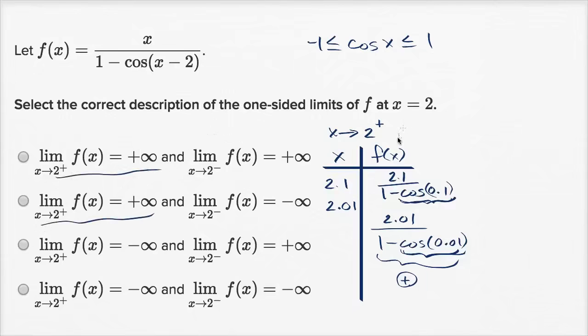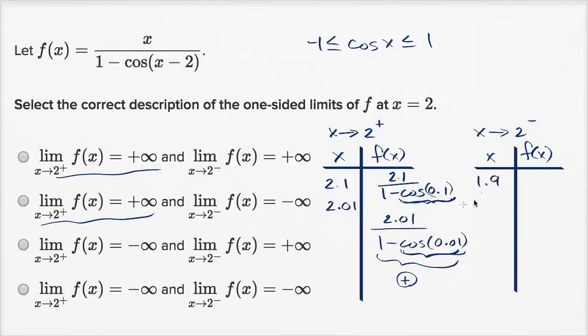And we can make the exact same argument as we approach 2 from below. So that's x, and that is f of x. And once again, I don't have a calculator in front of me. You could evaluate these things with a calculator, and it will become very clear that these are positive. And as we get closer to 2, they become even larger and larger positive values. And the same thing would happen if you did 1.9 and 1.99.